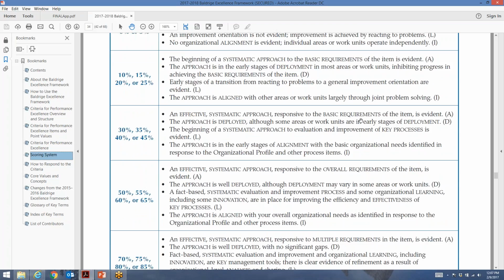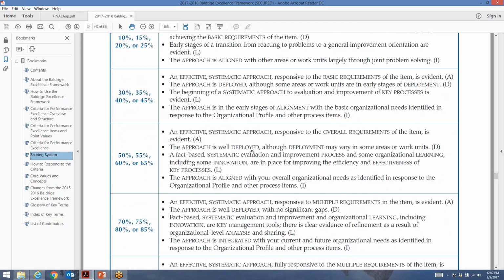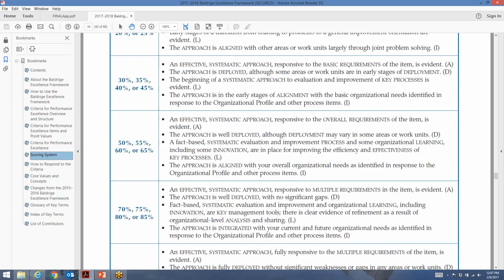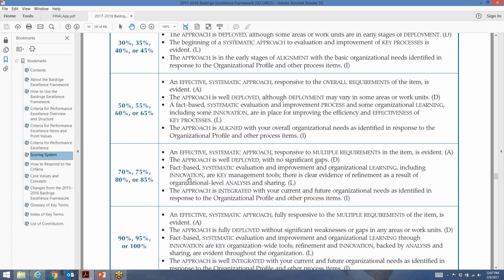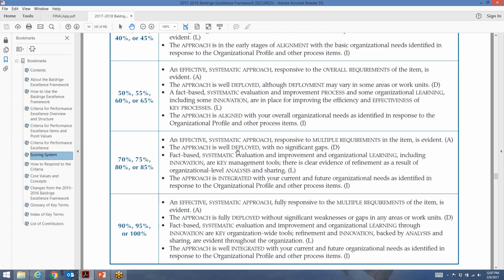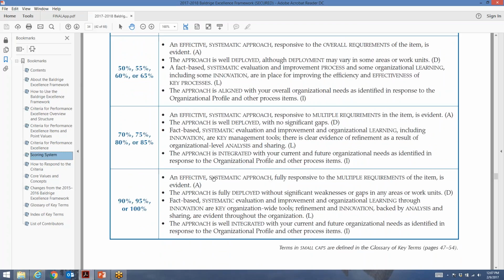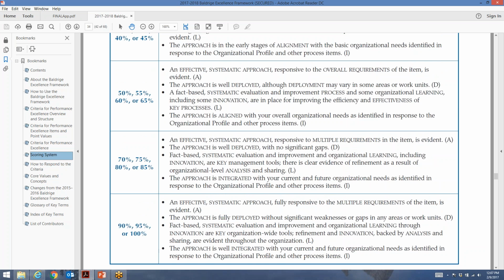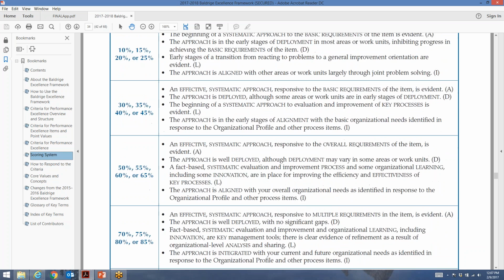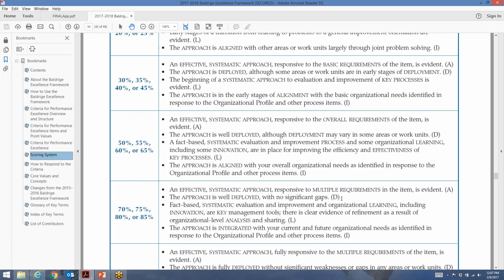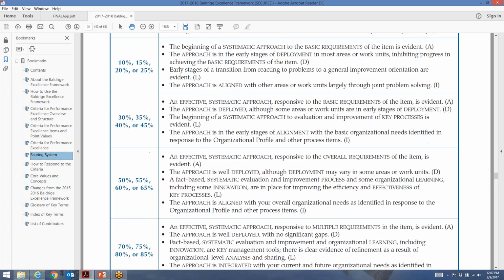We start moving up. We're still talking about the basic requirements, but an effective systematic approach. Now you're getting a little better. 50 to 65, talking about the overall requirements. So jot that word down, overall. We're going to talk about what that means, but an effective systematic approach responds to the overall requirements. We get to 70 to 85, now we're talking about the multiple requirements, so keep that in mind. Effective systematic approach responds to multiple requirements, and then by the time we get to 90, 100, we're saying, hey, you are fully responsive to the multiple requirements. So again, keep those words in mind, basic, overall, and multiple, and we're going to talk about that in just a minute and what that means.